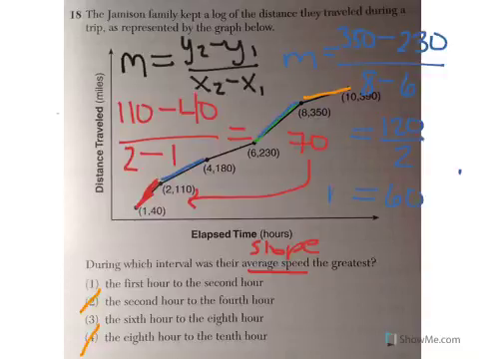So if 60 is the slope from 6 to 8, and 70 is the slope from 1 to 2, then we must be looking at the 1st hour to the 2nd hour. That has the highest slope, okay, the greatest average speed. So the answer would be choice 1.